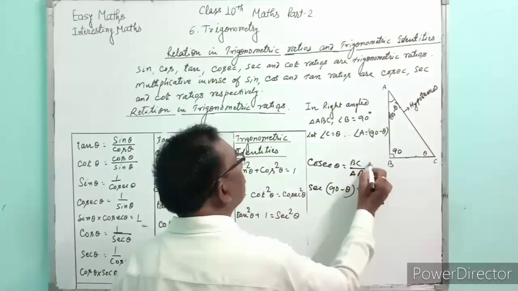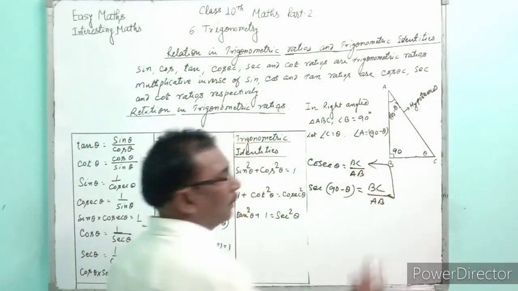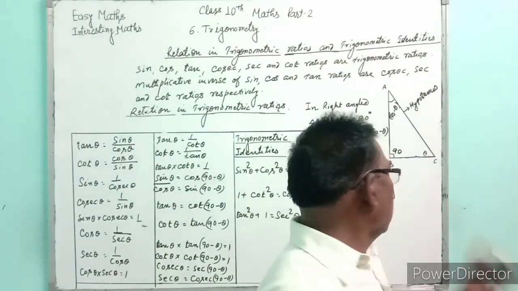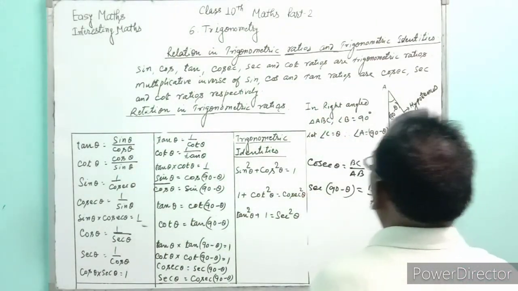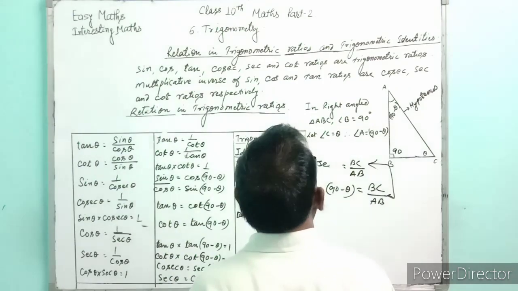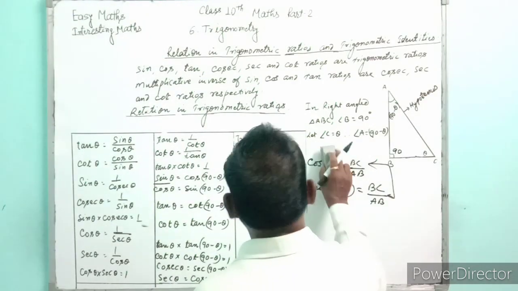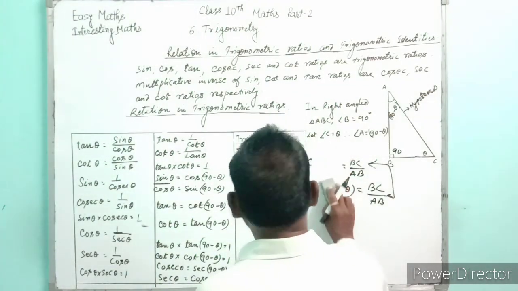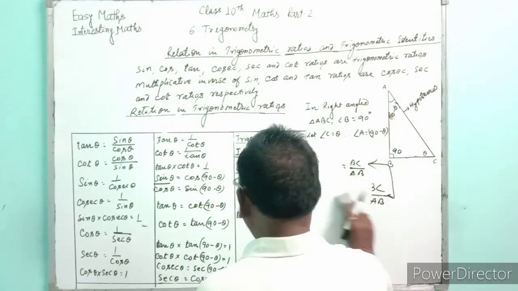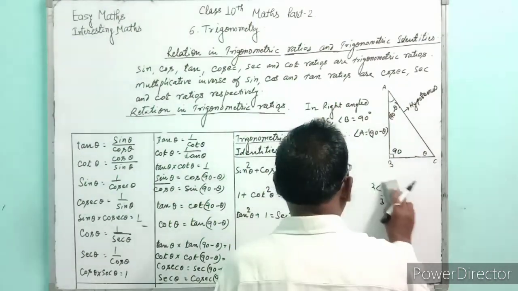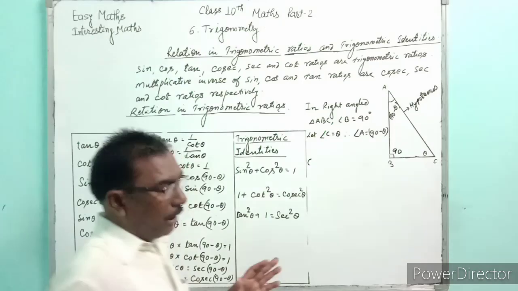So from this, these right hand sides are equal, therefore left hand side must be equal. Therefore cosec theta is equal to sec 90 minus theta. Similarly, we can prove that sec theta is equal to cosec 90 minus theta.